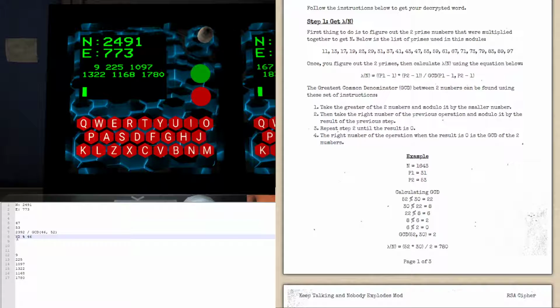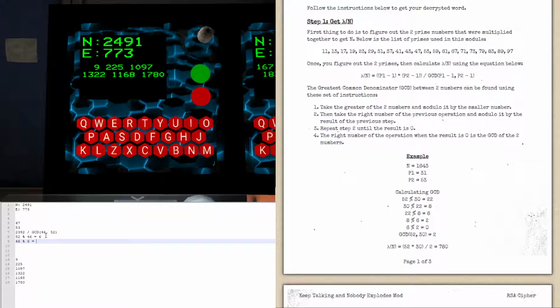So 52 modulo 46 leaves us with a value of 6 in this case. Then for each step, we take the number to the right of the equation and modulo by the resulting value, which is 6. I'm going to figure this out. The only thing I can think of is 42 in this sense.